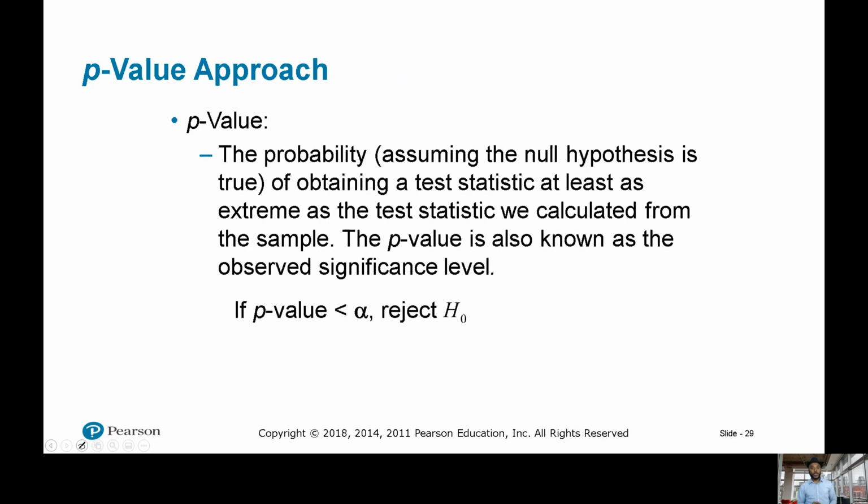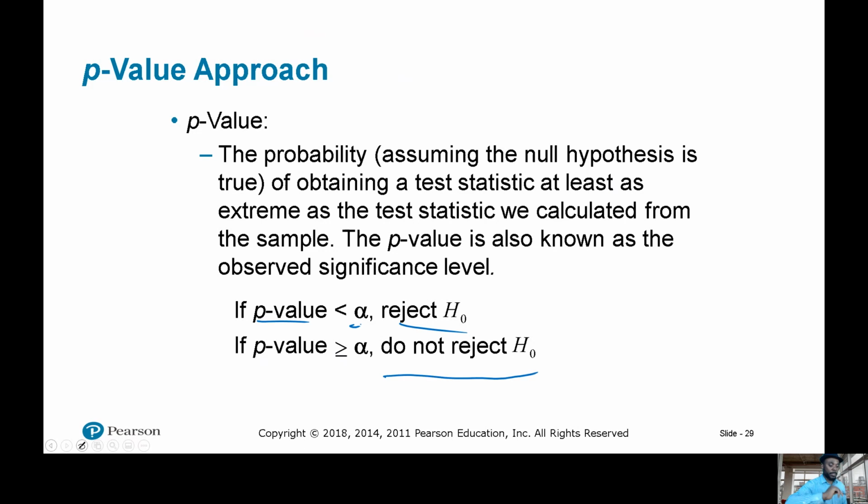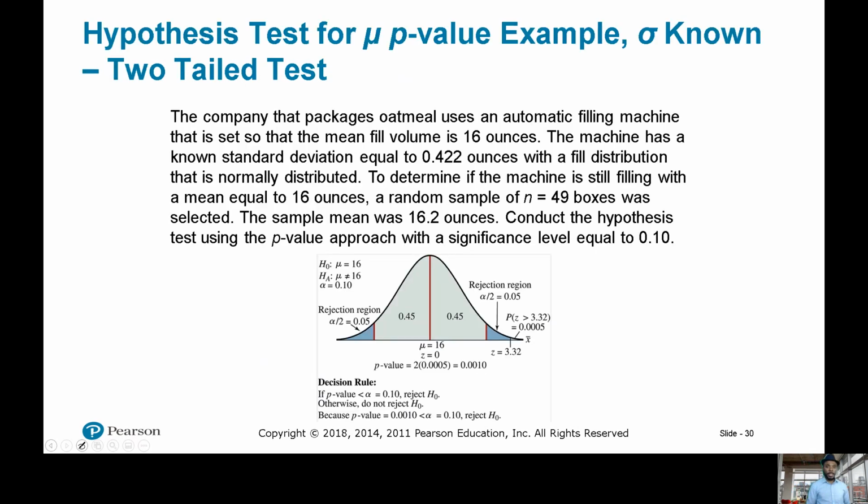If the p-value is less than the significance level, we are going to reject the null hypothesis. Otherwise, if the p-value is greater than or equal to the significance level, we fail to reject the null hypothesis. That's the decision we're going to make. So here's an example and the whole solution given there using the p-value approach. I'll just quickly dive in. This is something we've done before.